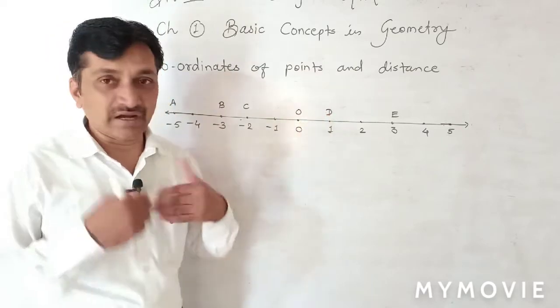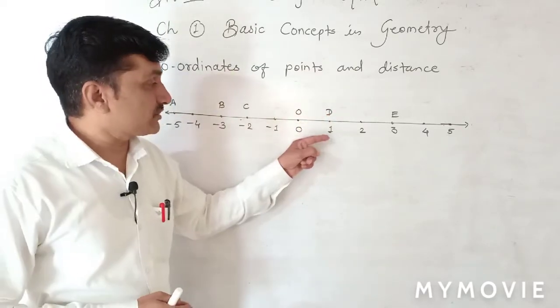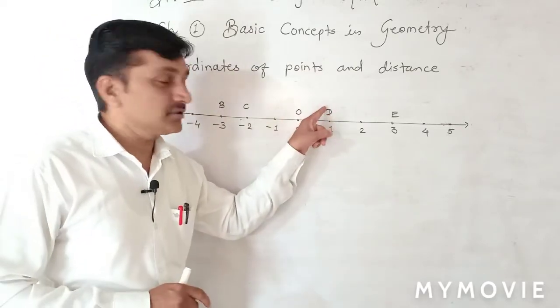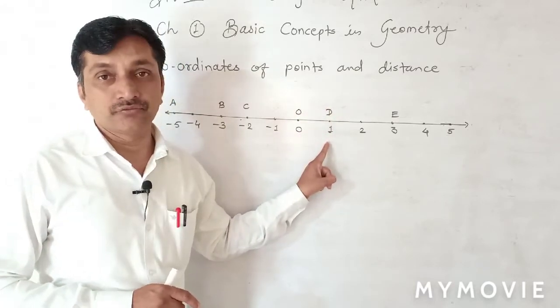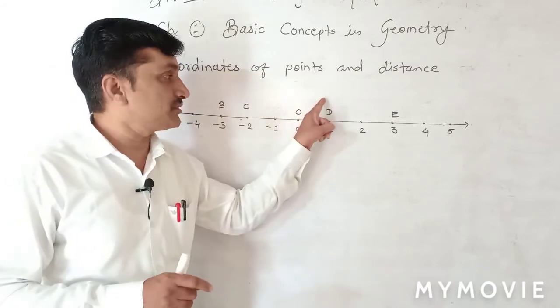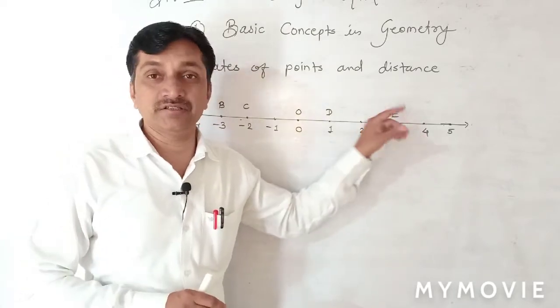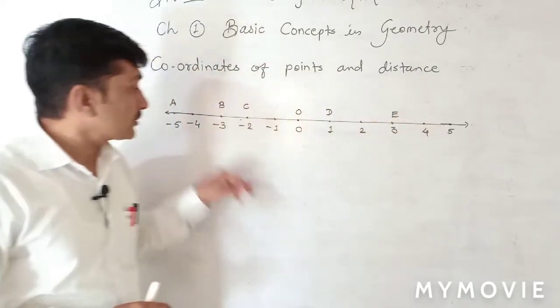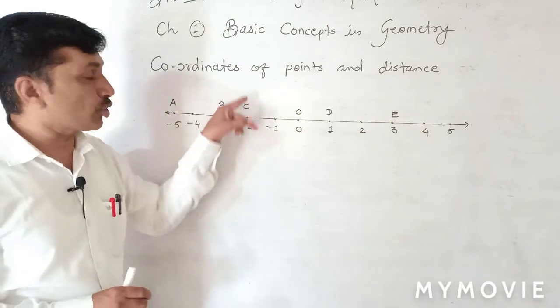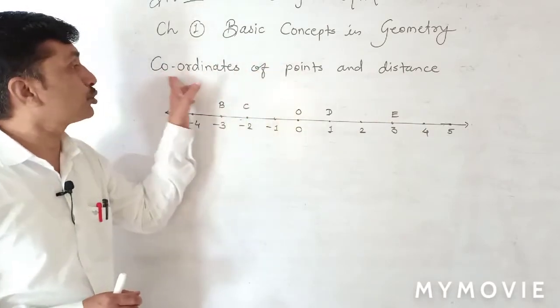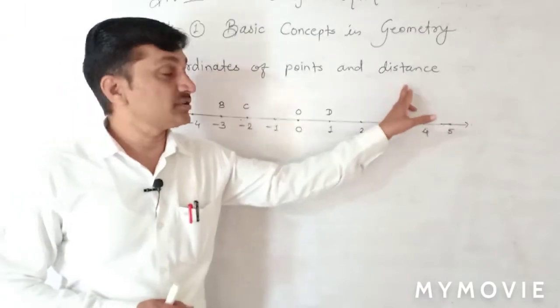Now, if I ask you the question, what is the coordinate of point D, then the answer is 1. 1 is the coordinate of point D. 3 is the coordinate of point E. These are coordinates, these are points. Minus 2 is the coordinate of point C. These are coordinates. Now distance.